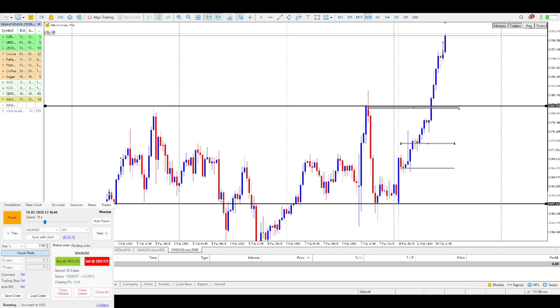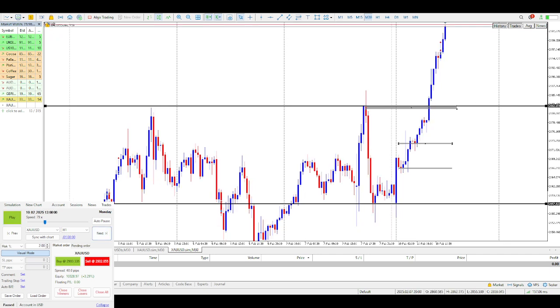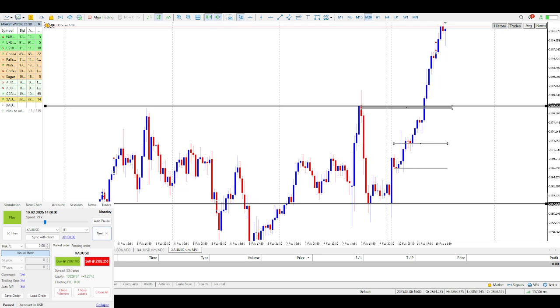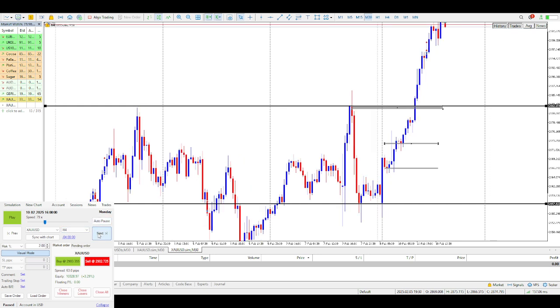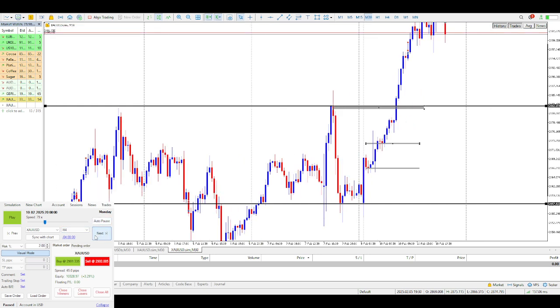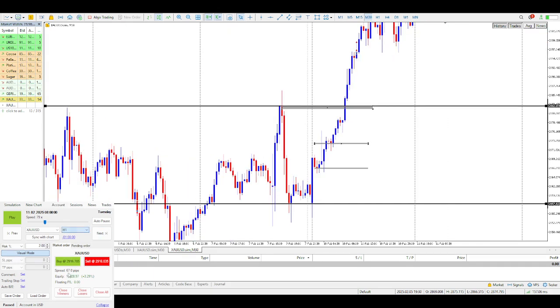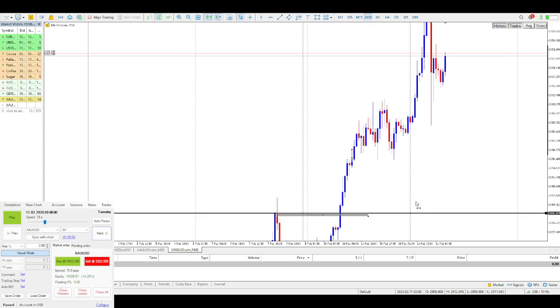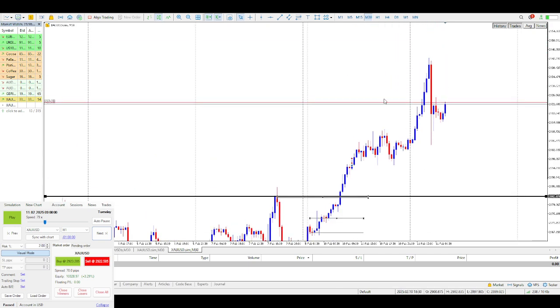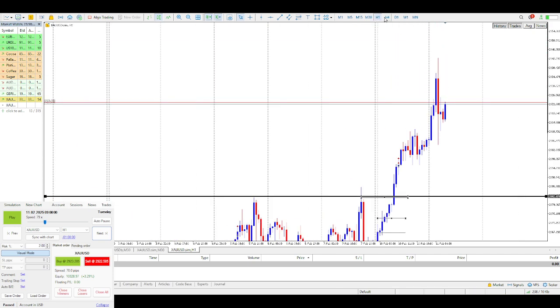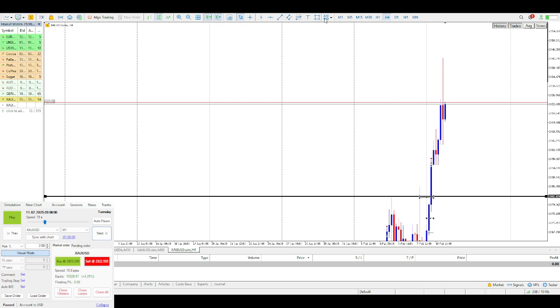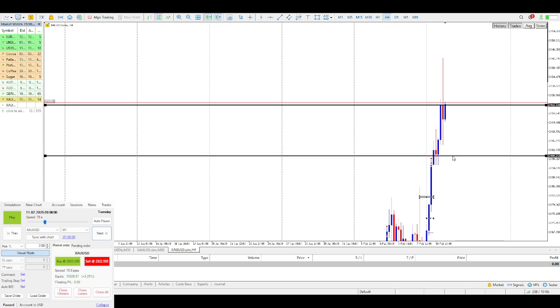So go to the next day. Let me forward. Yes, you can see. Okay, let me forward to Tuesday 4/8. Forward it to 2 hours before the London Open. You can see that on the 4-hour time frame, price created a resistance here, and we have a support zone here.